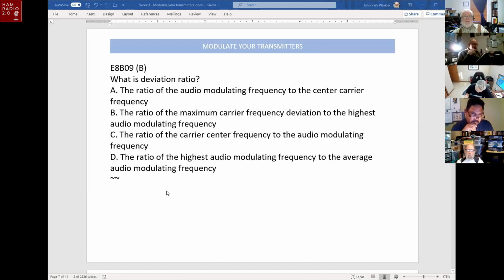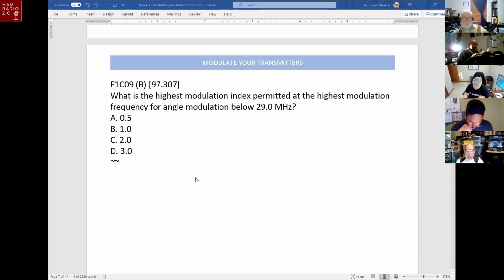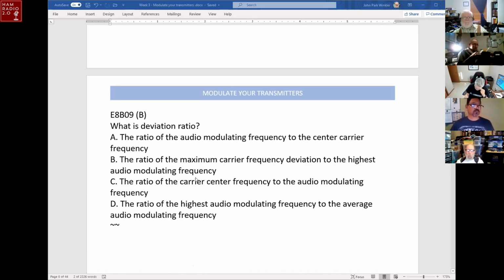Deviation ratio. This is another definition. It's different from the modulation index. And this one is the ratio of the maximum frequency deviation to the highest modulating frequency. So that's the deviation ratio. If you've got a voice signal that's modulating the carrier, then you're going to figure 3 kilohertz for voice as the highest modulating frequency. And then the maximum carrier deviation is the other piece in that ratio.